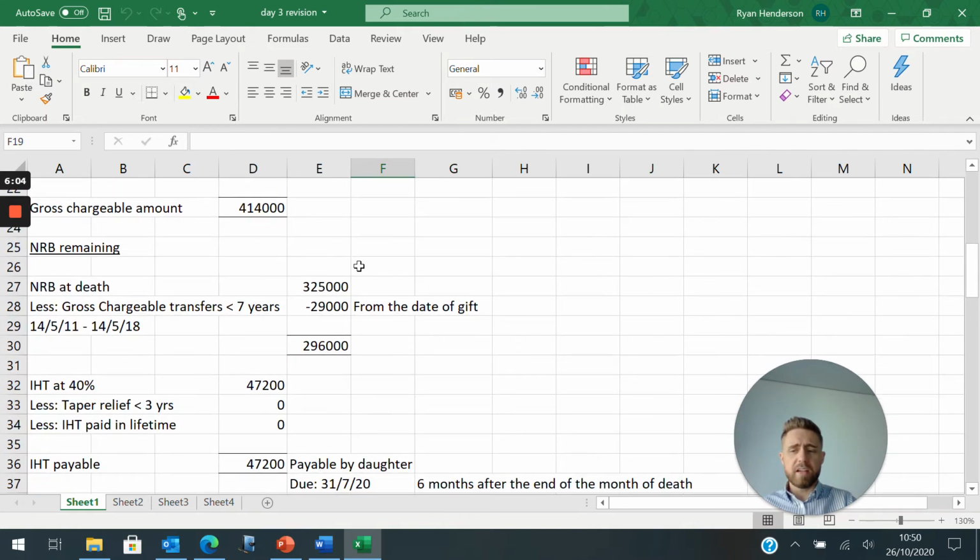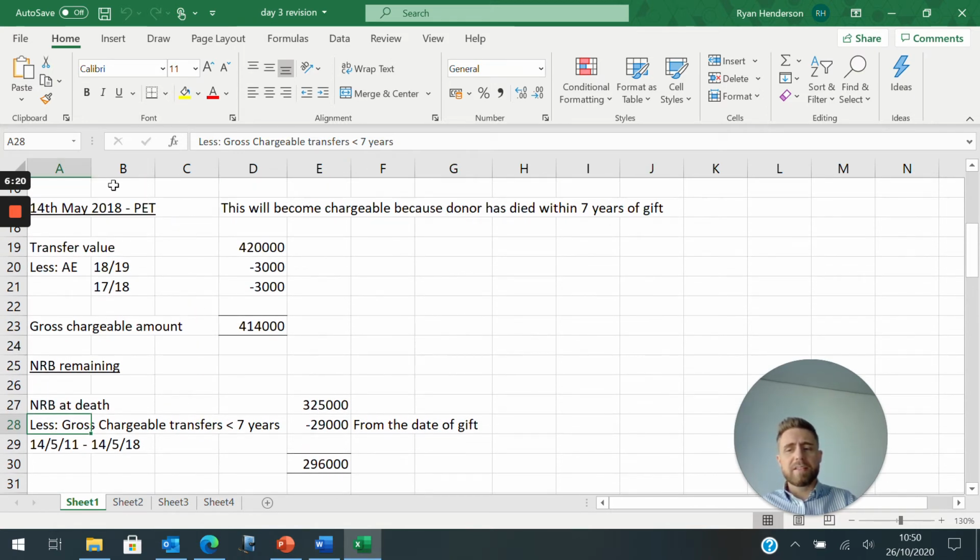Now you always have to check the nil rate band that is remaining at death. This is always the situation. This is now based on his death tax year. And then you always look back 7 years. Now on tax on lifetime transfers, when you're looking back 7 years, you're looking back 7 years from the date of the gift, not from the date of death.